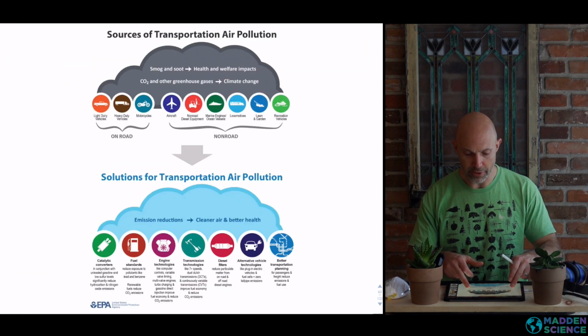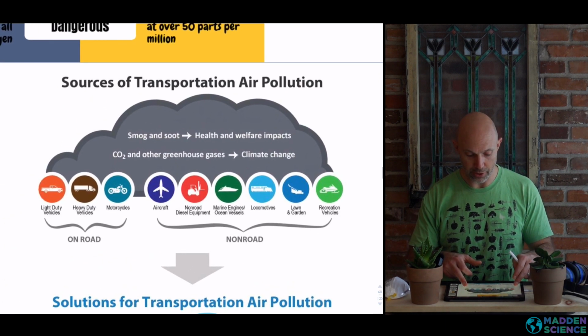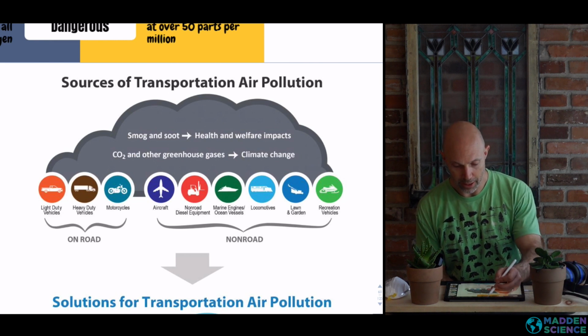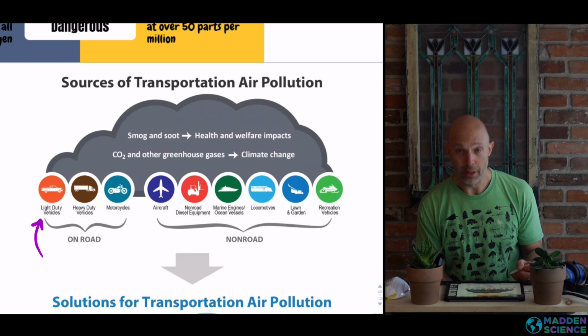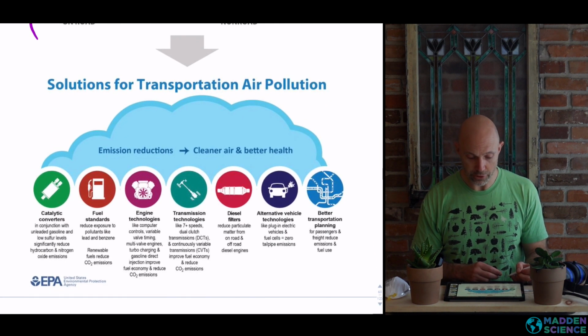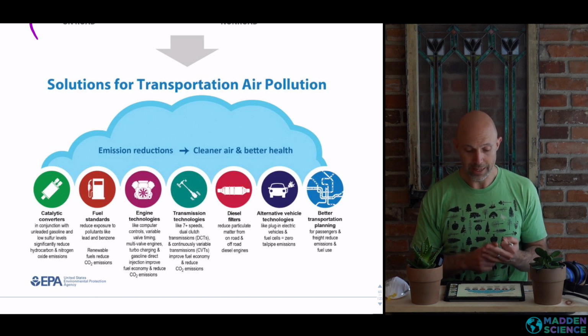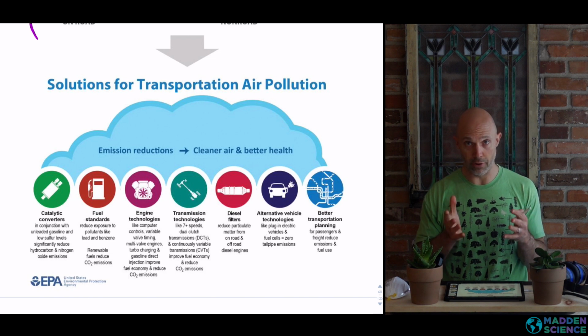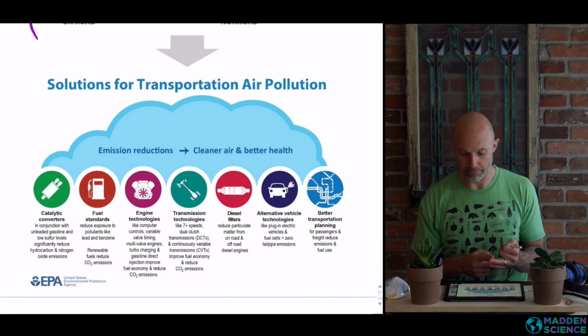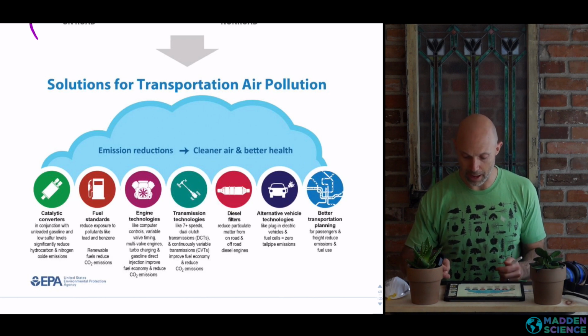All right, so sources of transportation air pollution. We got the road ones and non-road. Again, we're most likely to be contributing right here with light-duty vehicles. Here are some ideas for solutions, which would be great. Obviously, catalytic converters, changes in fuel standards, engine technologies that have shifted. Again, if car companies want to do it, they can do it. Transmission technologies, different filters, alternative vehicle technologies, obviously electrical, plug-in hybrid options there.